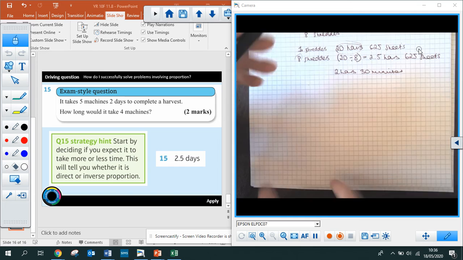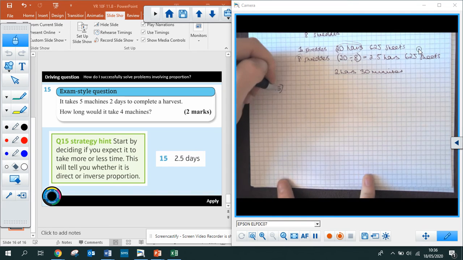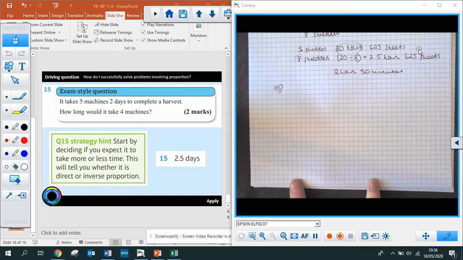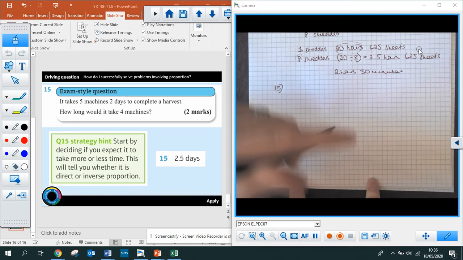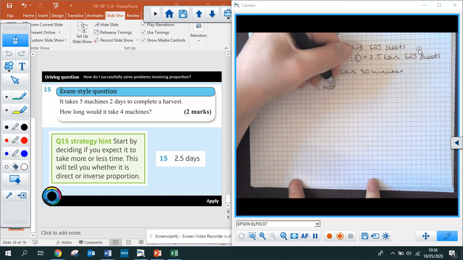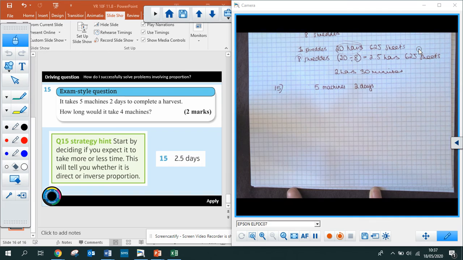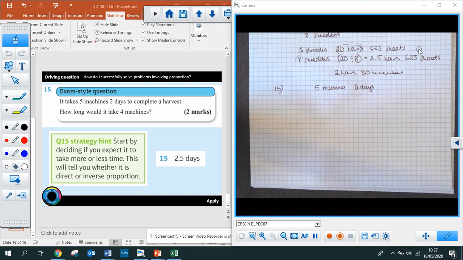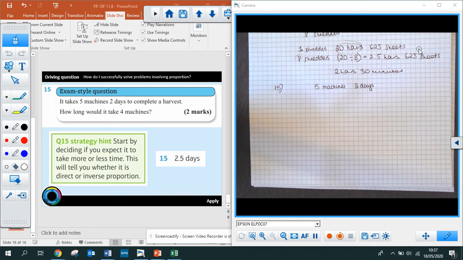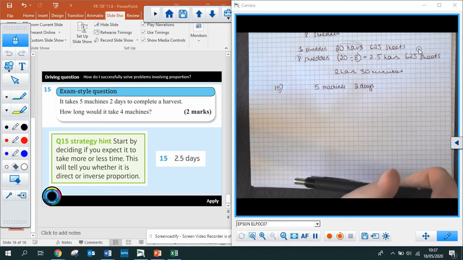So, question 15. It says it takes 5 machines 2 days to complete a harvest. How long will it take 4 machines? And your hint said start by deciding if you expect it to take more or less time. This will tell you whether it is direct or inverse proportion. Well, you have less machines, don't you? So if you have less machines, you're going to expect it to take more time because you have less machines doing the work that needs to be done.